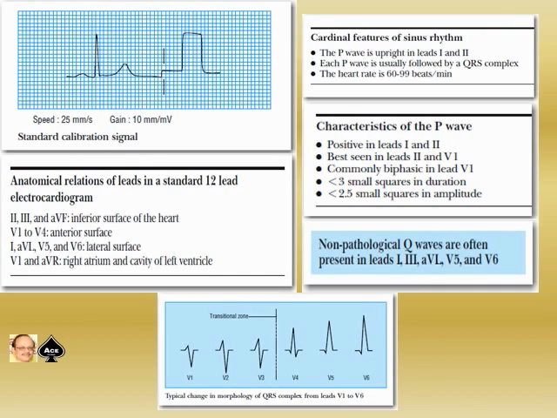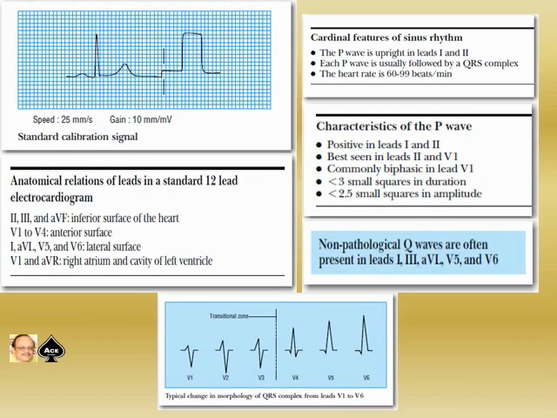The cardinal features of sinus rhythm are that the P wave is upright in lead 1 and 2. Each P wave is usually followed by a QRS complex, and heart rate is usually between 60 and 99 beats per minute in an older child or an adolescent, but the rate may be a little higher in an infant and a newborn. The age appropriate values you can refer from standard textbooks.